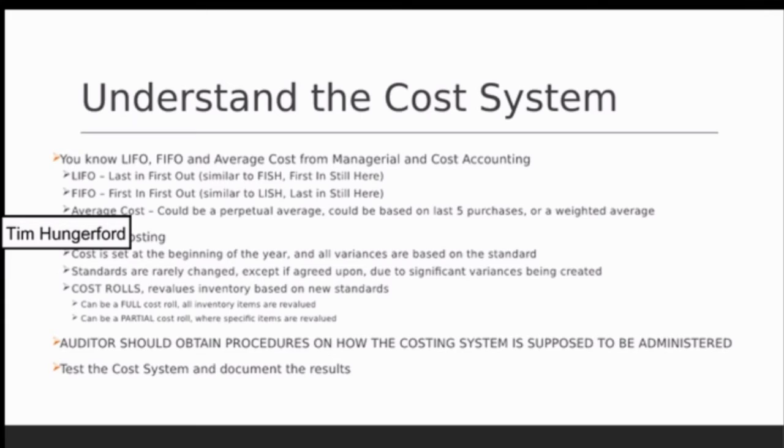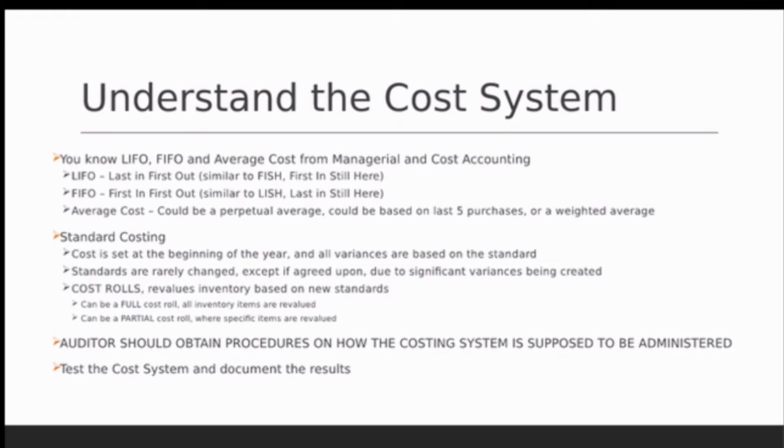Let's do a quick review of those costing systems for inventory. You know LIFO and FIFO, and average costing from managerial and cost accounting processes. So LIFO, last in, first out. Sometimes I've heard of it called FISH, first in, still here. Sometimes that's easier for people to understand. Same with FIFO, first in, first out, which can also mean the last in is still here.